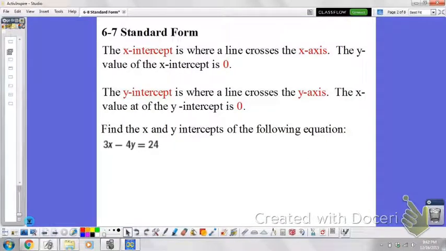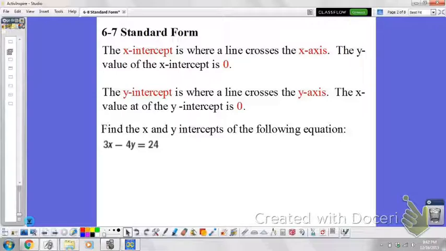So today we'll be going through section 6-7, standard form. But before we start talking about that, let's talk a little bit about intercepts. The x-intercept is where the line crosses the x-axis. And since that is where the line crosses the x-axis, the y value of the x-intercept is 0. So every single x-intercept has a y value of 0.